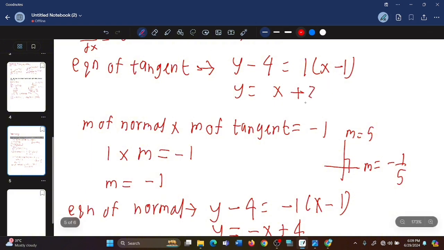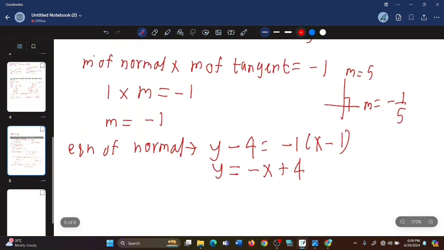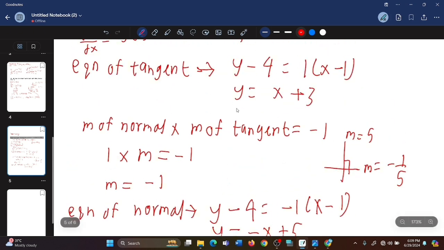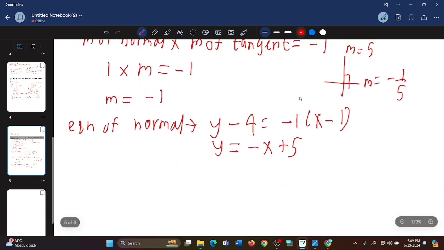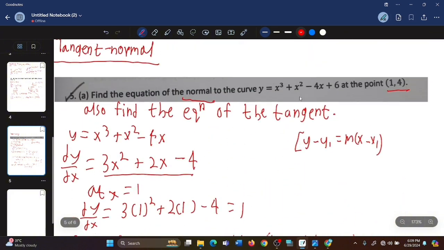It is actually plus 3, not plus 4, as it is a minus 1 plus 4. So it's a plus 3. And in this case, it's a plus 5, not plus 4. I made a calculation mistake. Sorry. In this case, it's a plus 5. So the equation of the normal is y equals minus x plus 5, and the equation of the tangent is y equals x plus 3. So this is how problems regarding tangents and normals are done. It's not very complicated. It's actually very easy.